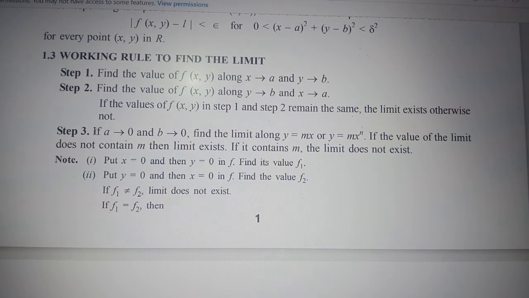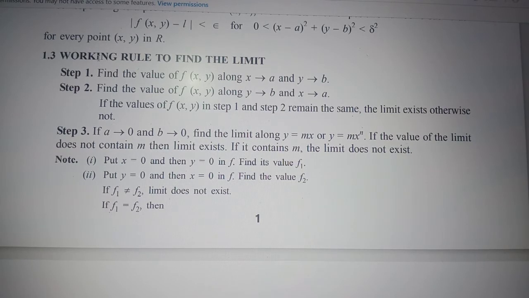Step 3: if a tends to 0 and b tends to 0, find the limit along y is equal to mx or y is equal to mx raised to n. If the value of the limit does not contain m, then the limit exists. If it contains m, the limit does not exist. Okay, so we have three conditions there, that is, to find the limit we are following some methods.